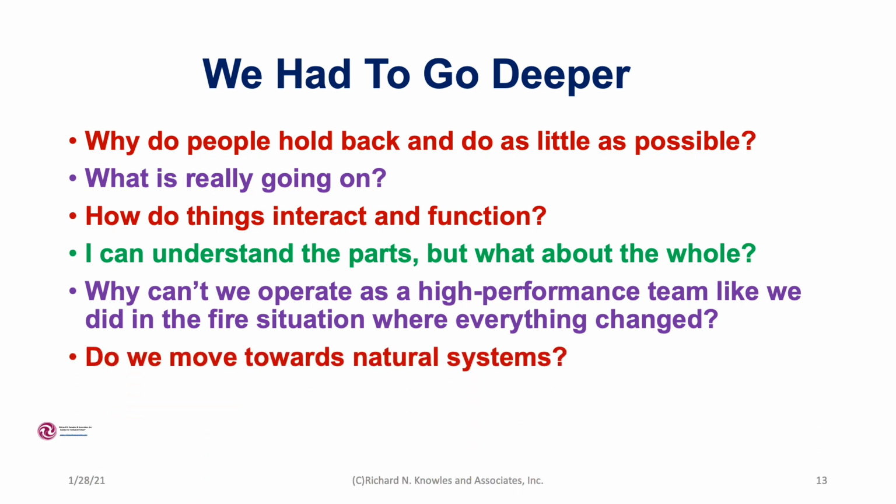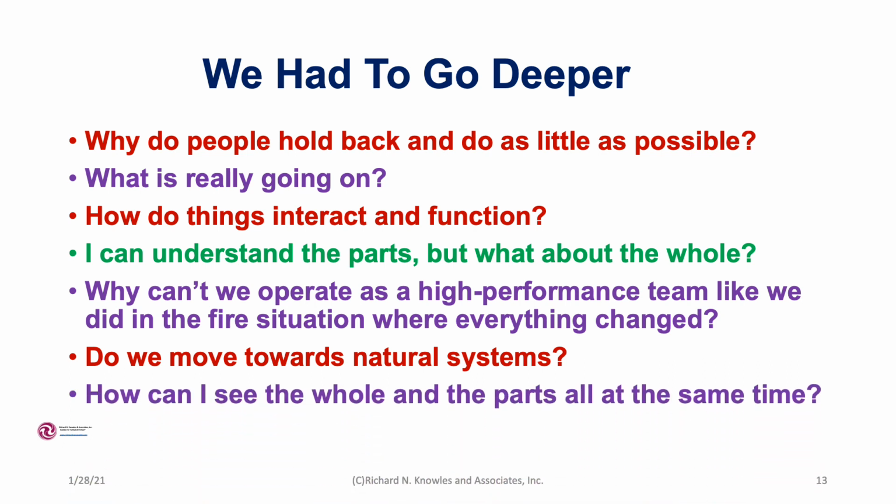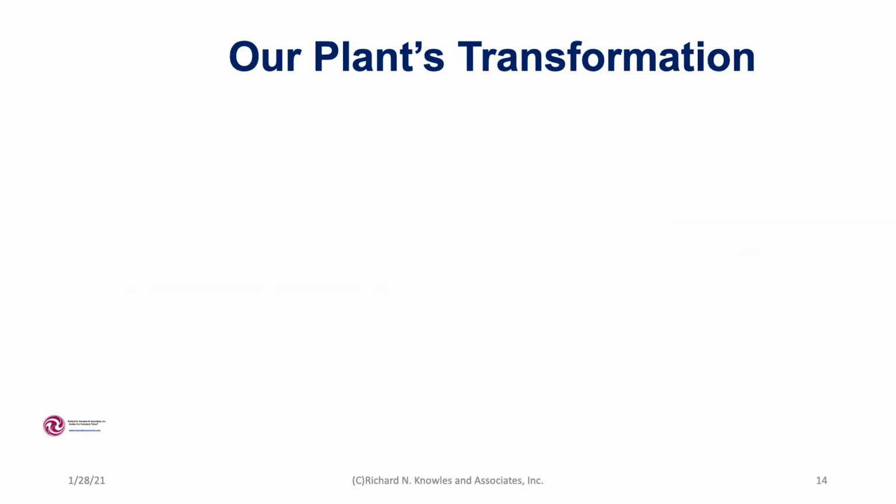Do we move towards natural systems? I had begun to study John Bennett and chaos and complexity, as I mentioned in Module 1, while I was at the other plants, but I still hadn't really developed it to the point where I could internalize it. But questions like this came up. Do we need to move towards more natural systems? And how can I see the whole and the parts all at the same time so I can have a good sense of what I'm doing as the manager?